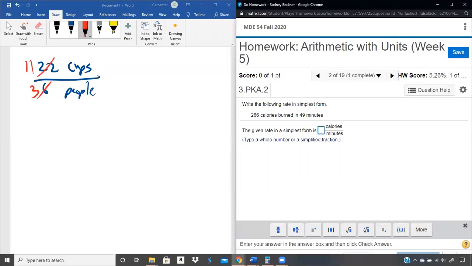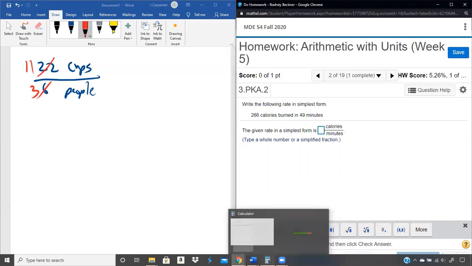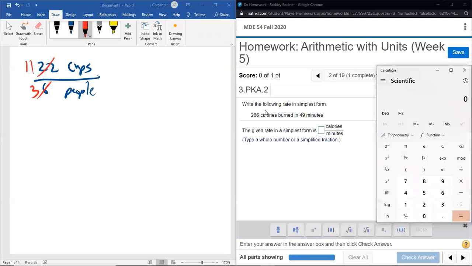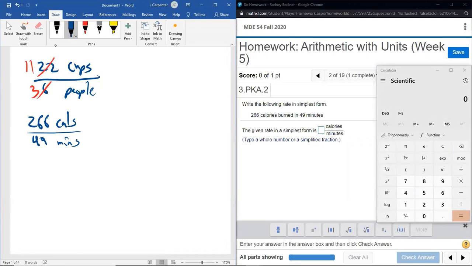If they asked for it as a unit rate and rounding to a specific place, then that's what we would have wanted. So instead, this is like last time where we want to go with 266 calories divided by 49 minutes. And then just try and figure out what number goes into the top and the bottom.